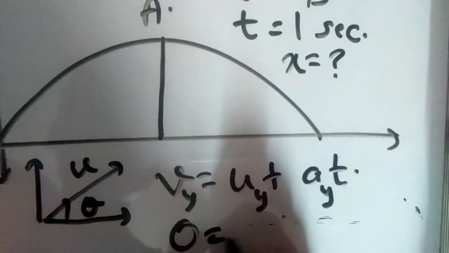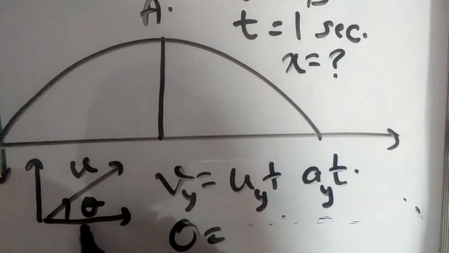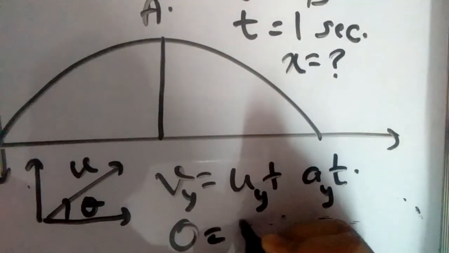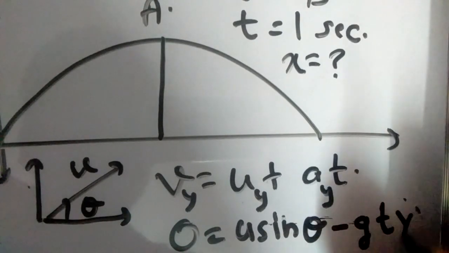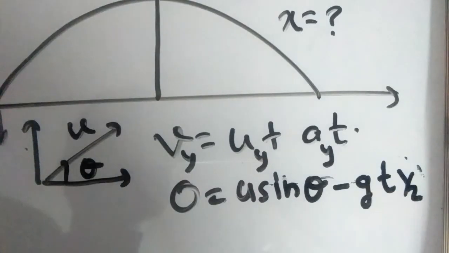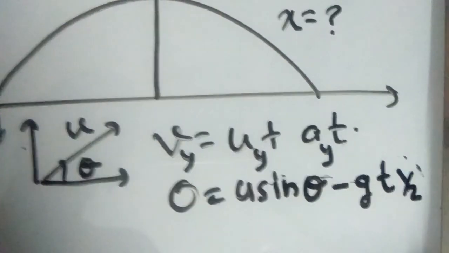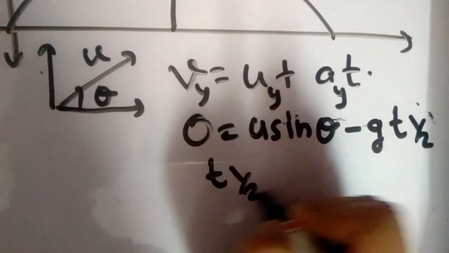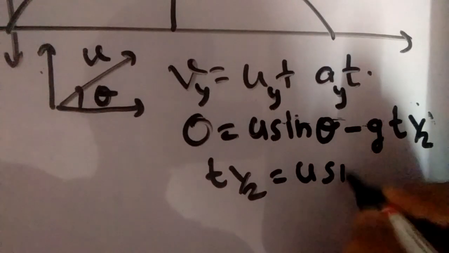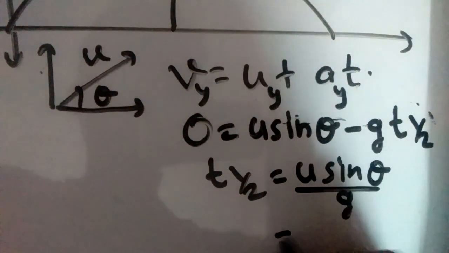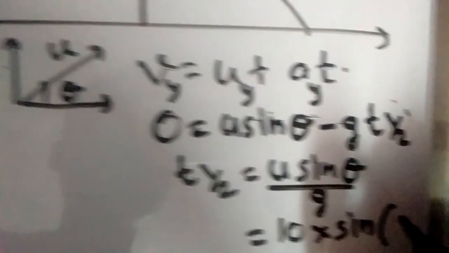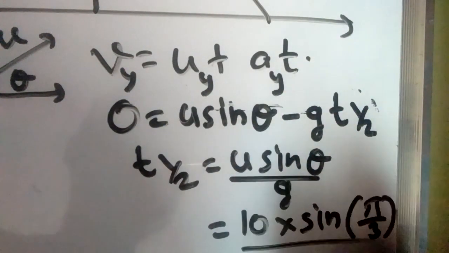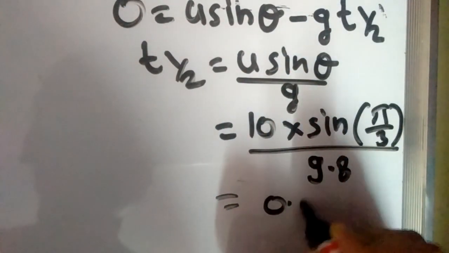So I will write 0 equal to uy, which is the y component of u, u sin theta, and ay is minus g, times t half. So after calculation you will get t half equal to u sin theta upon g. If you put in all the values, u is 10, theta is pi by 3, and g is 9.8. After calculation you will get 0.88.